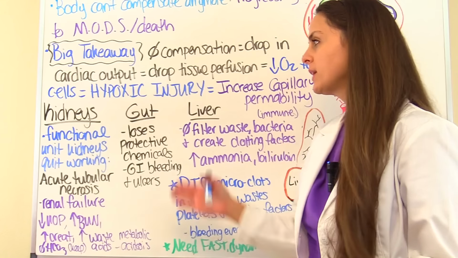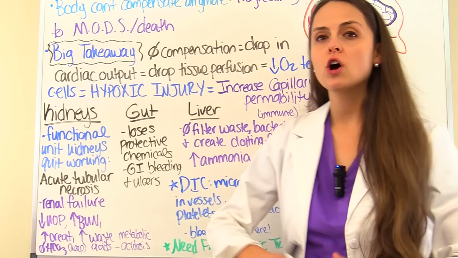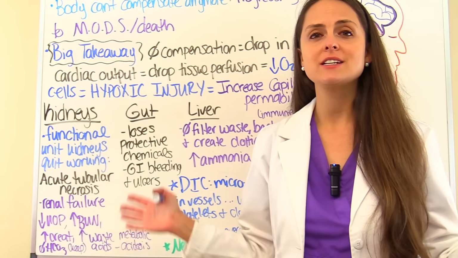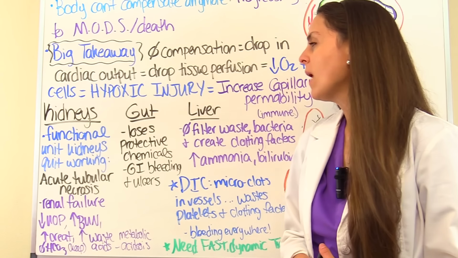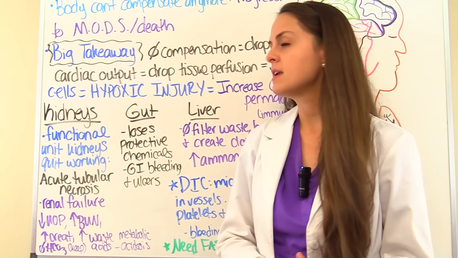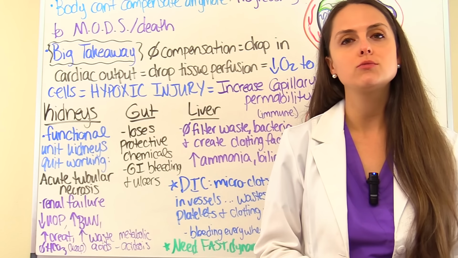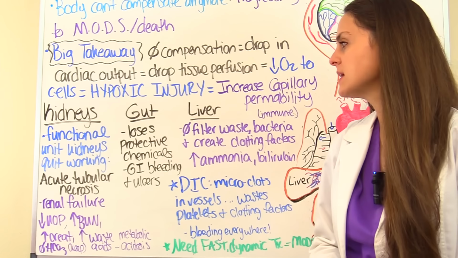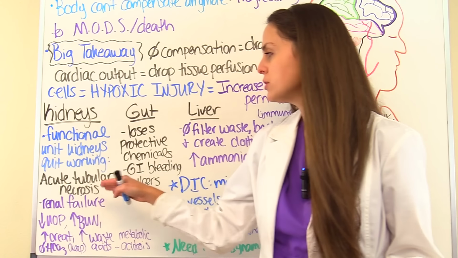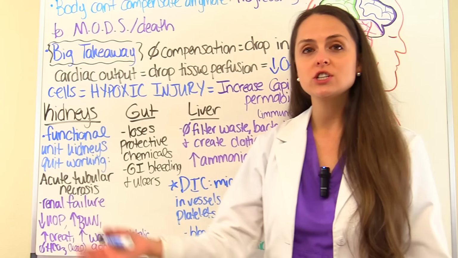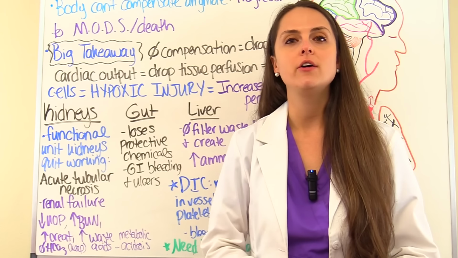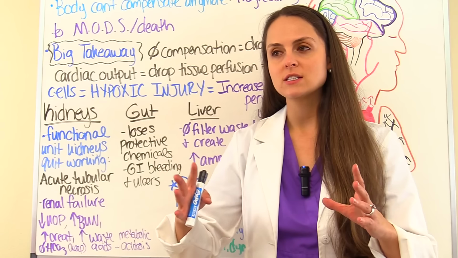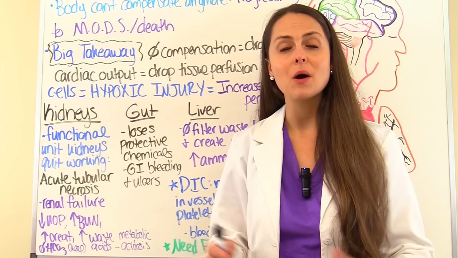Also affected will be our kidneys. So whenever the kidneys are not being perfused, we're at this state where these cells, compensation cannot help them anymore. What happens is that the functional unit of our kidney, which is our nephron, starts to really quit working. And we're really talking about those tubules. So they start to experience acute tubular necrosis, which eventually will lead to renal failure. So that nephron within the kidneys just is not doing what it's supposed to.